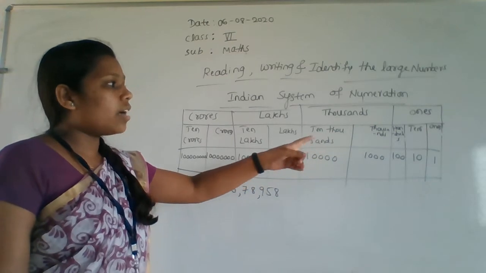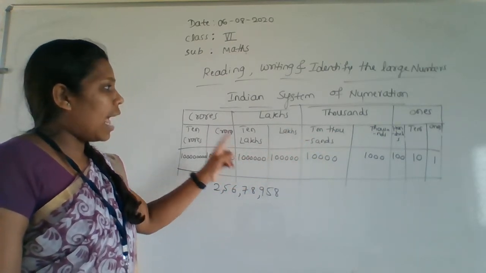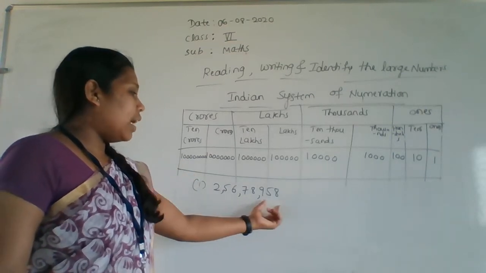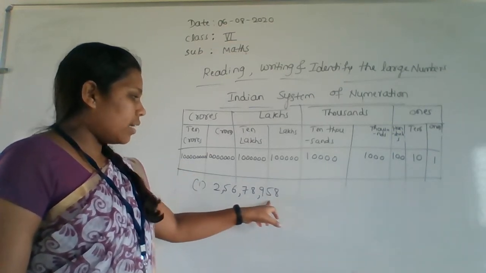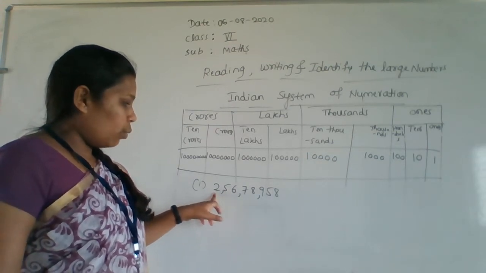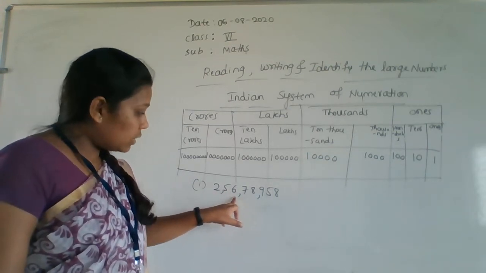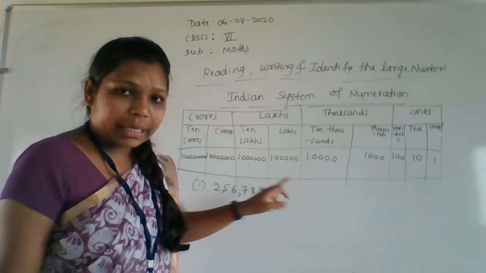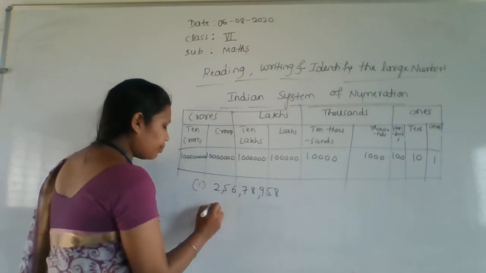So ones, tens, hundreds, thousands, 10,000s, lakhs, 10 lakhs, crores, 10 crores. Okay, how to read this number? See here, ones, tens, hundreds, thousand, 10,000, lakh, 10 lakh. Here 2 crore 56 lakh 78,958. How to write this number?